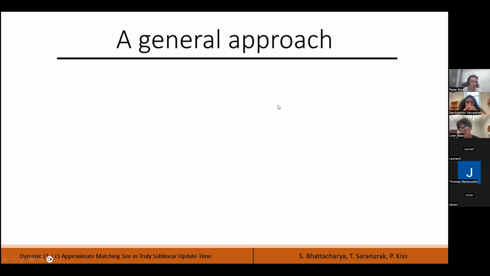So what is the general approach? And this is not specific actually to matching algorithms. So this is used for other ones as well.